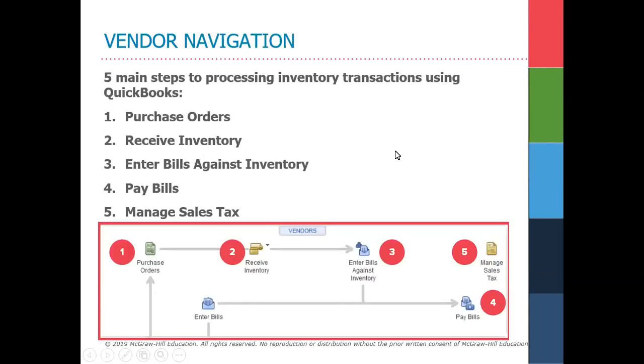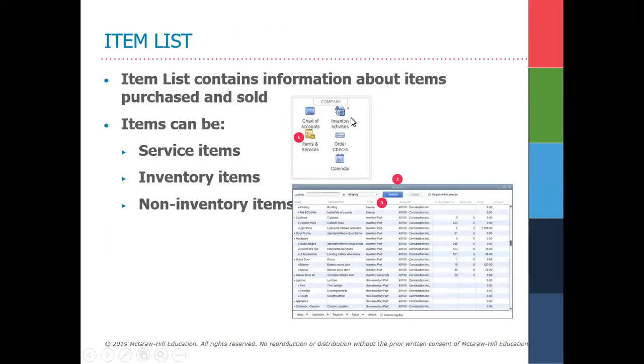Okay, so these are the steps again: purchase order, receive inventory, enter bills against inventory, pay bills. And the last step, manage sales tax, is not connected to inventory. They're just showing you that it's in this window, and that's covered in this chapter. Now I'm going to explain again what is a service item, inventory item, and non-inventory item. That's what I want to start with. So let's go to the examples, straight to QuickBooks.